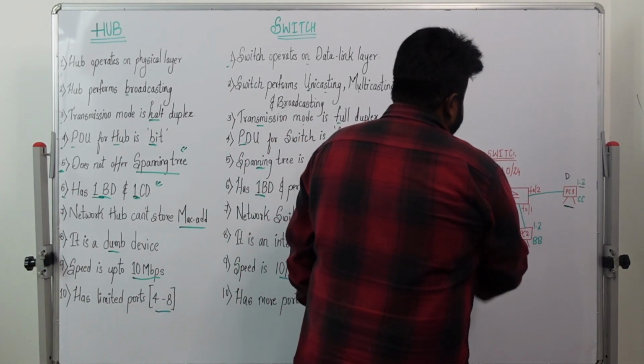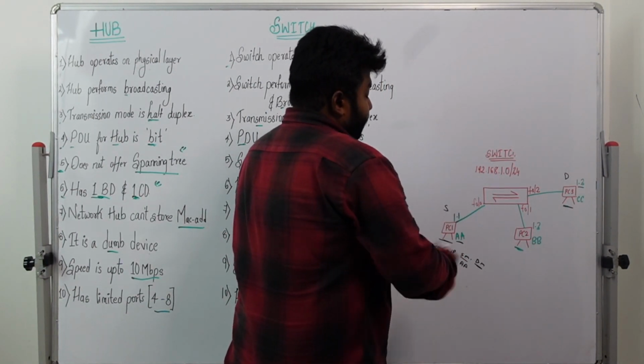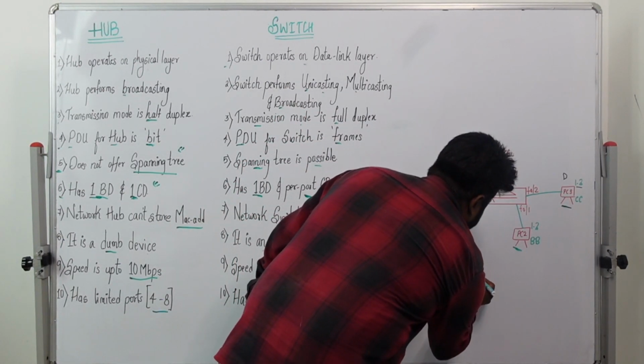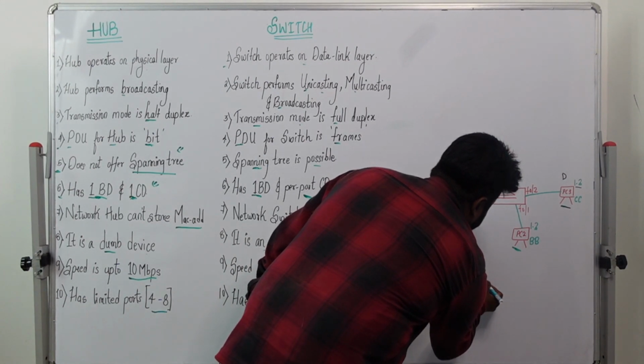The first thing it will do is register the source MAC address, and then it will look at the destination MAC. Since the destination MAC is saying to flood, it will do what? It will perform the broadcasting, right?